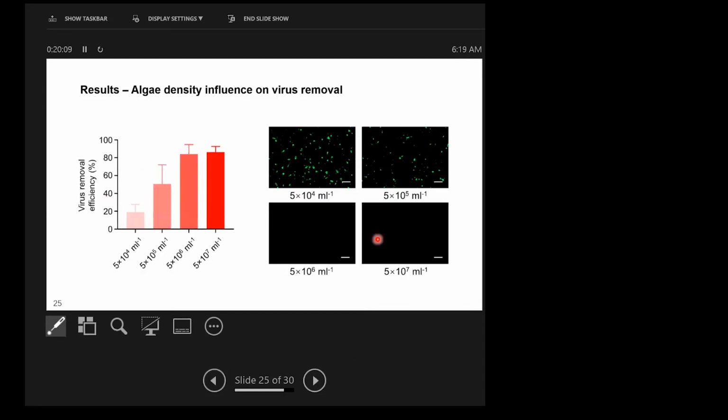Following the S protein removal studies, we also investigate the density effect on the removal efficiency. From the results, we can see that the highest robot concentration results in a minimal fluorescent virus signal, which means it has a higher virus removal efficiency.